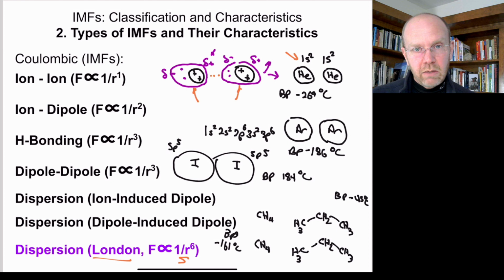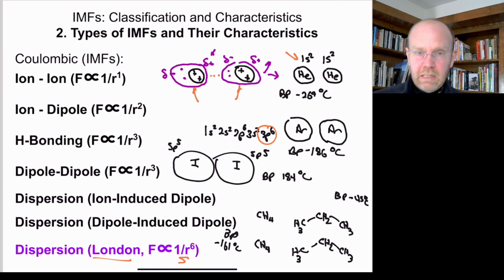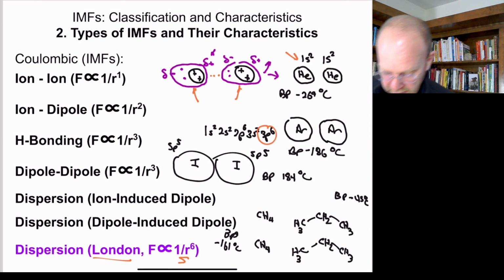If you go up to argon, which is also a noble gas, so it's an atomic gas, its outer electrons are held in 3p orbitals. So those orbitals are much further from the nucleus. Those electrons are much more distortable. And what you see is the boiling point goes up to minus 186.